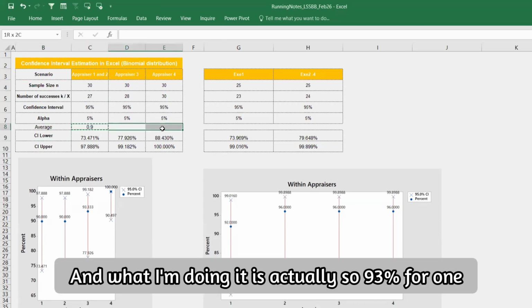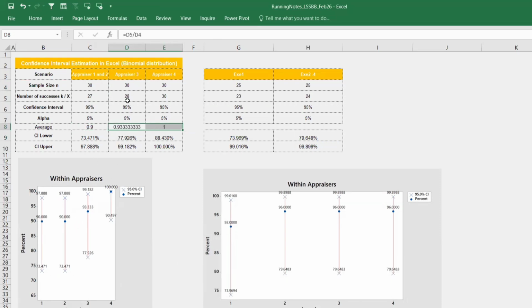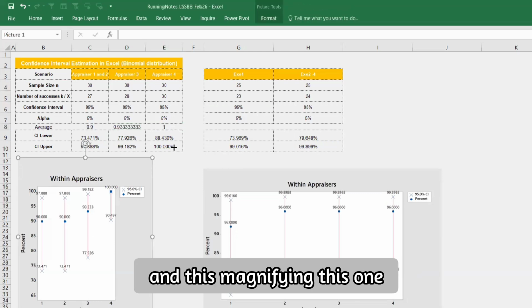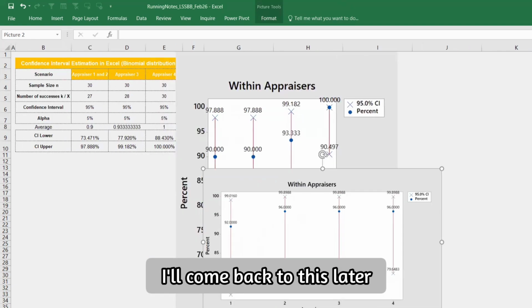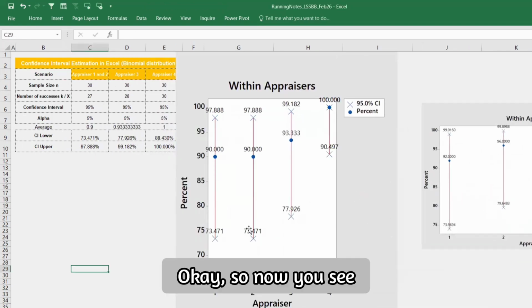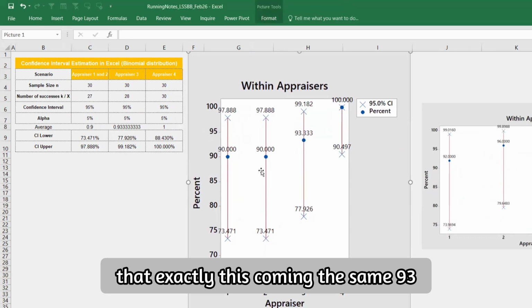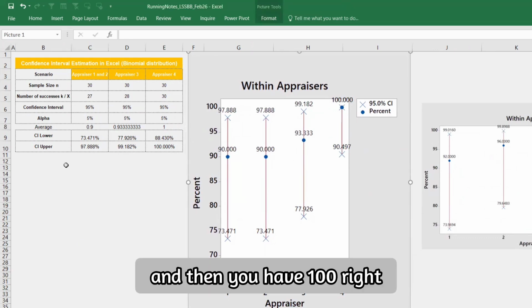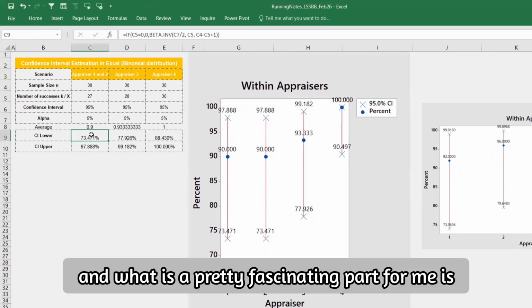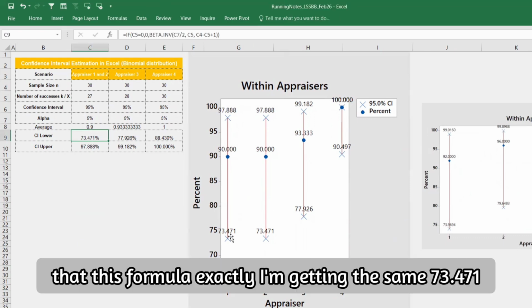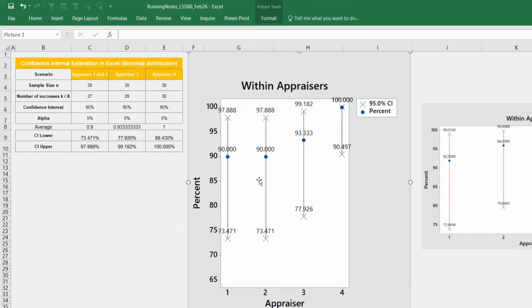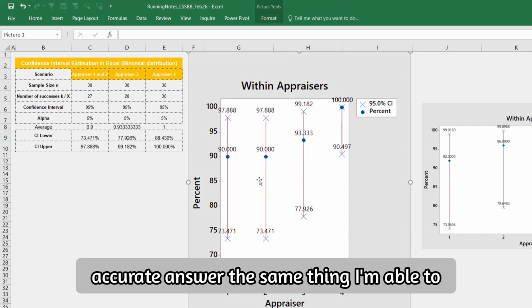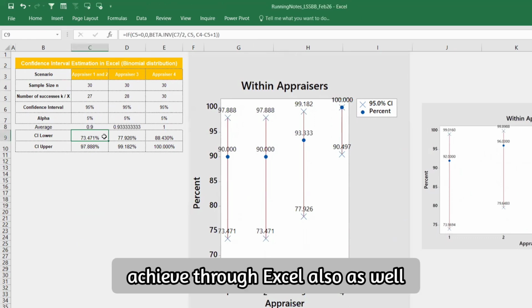And what I'm doing is, the 93 percentage for appraisers 1 and 2 are the same, and then appraiser 3 is having 100. I'll come back to this later. Now you see that exactly it is coming the same, 93 and then 100. And the pretty fascinating part for me is that with this formula I'm getting exactly the same 73.471, which Minitab is the base for me because Minitab gives a very accurate answer. The same thing I'm able to achieve through Excel as well.